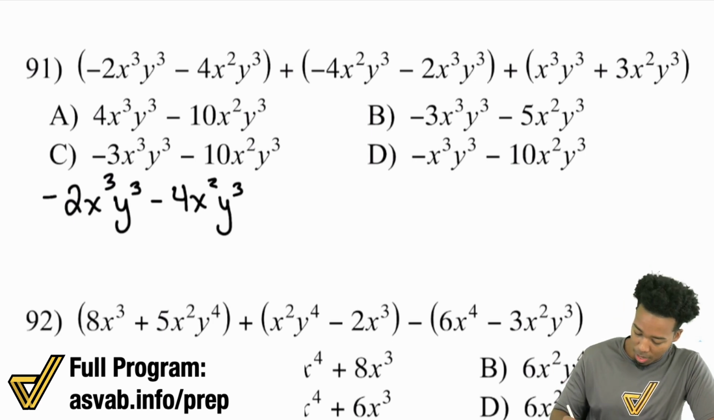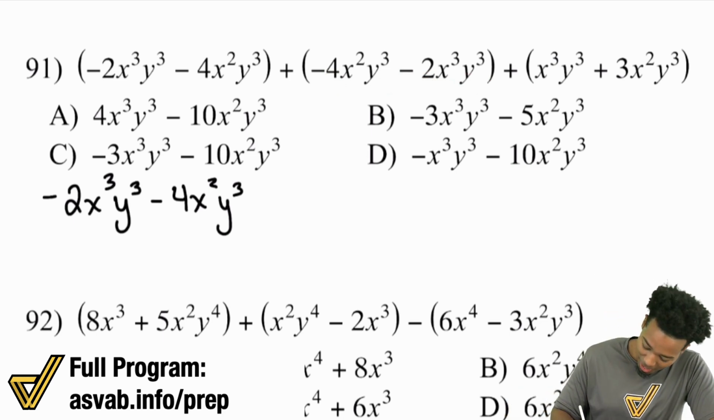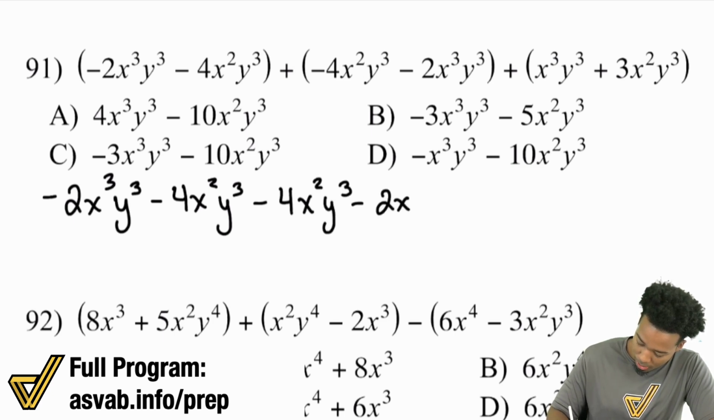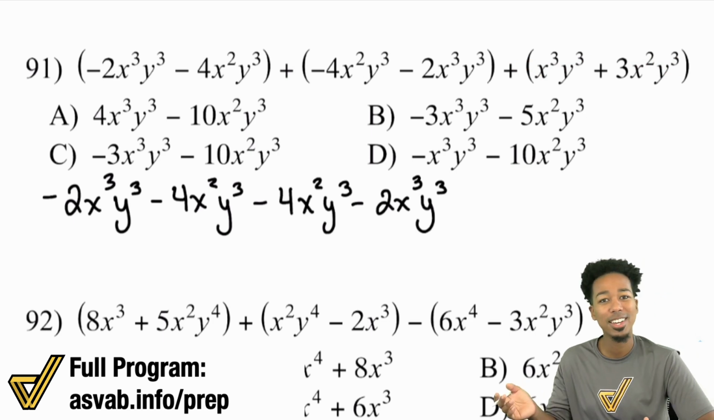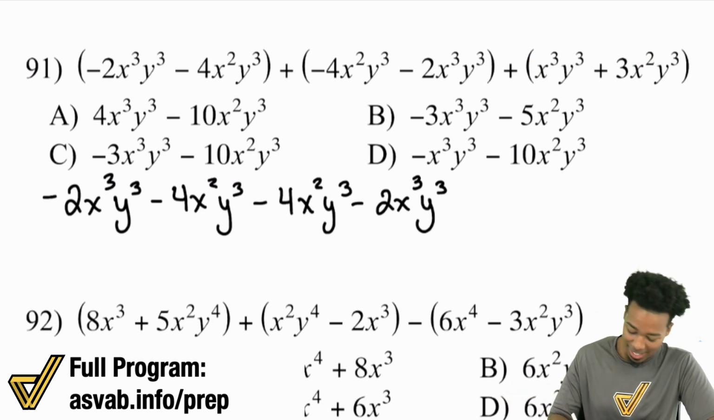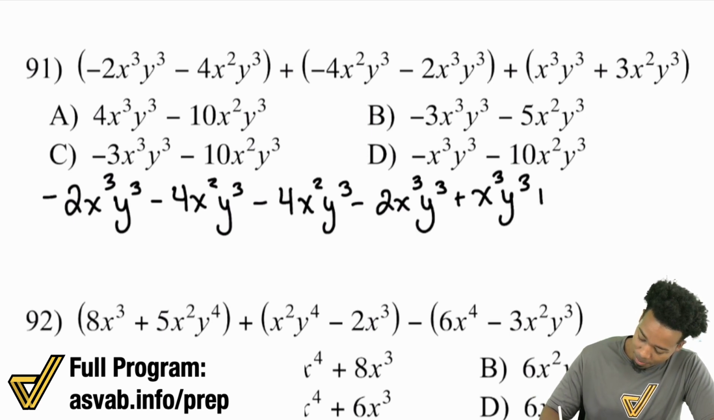Up next, we have ourselves plus all of this. Again, nothing in the way. You're good. You're fine. And so I would just go ahead and rewrite everything. Plus times a negative, it's going to stay negative. So minus 4x squared y cubed, and then minus 2x cubed y cubed. And then lastly over here, nothing to be done. It's just a plus right there, right? So don't overcomplicate things. It may look complicated, but it's not that crazy. You're fine. So here we're going to add x cubed y cubed plus 3x squared y cubed.